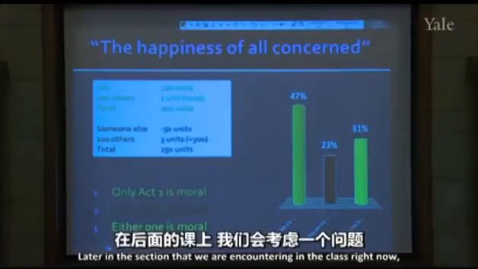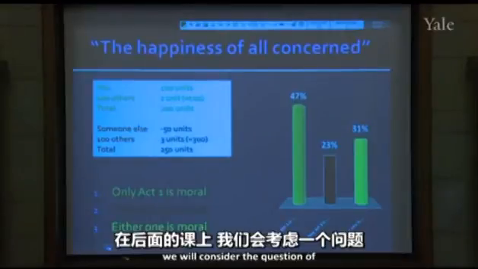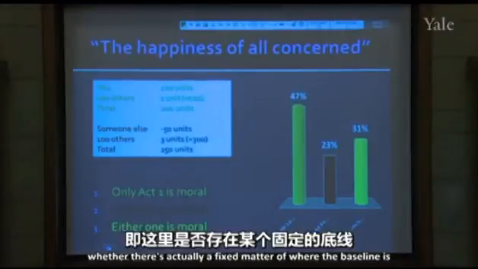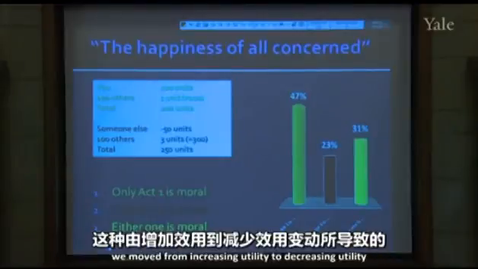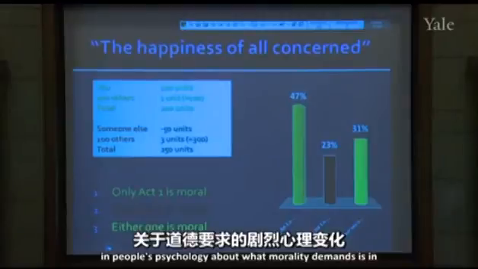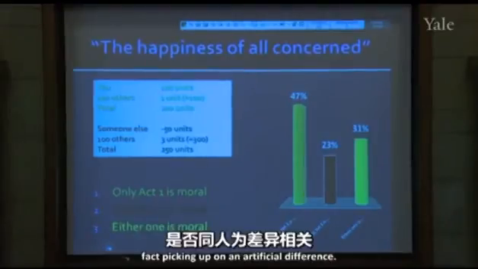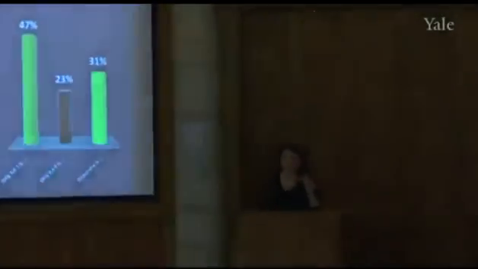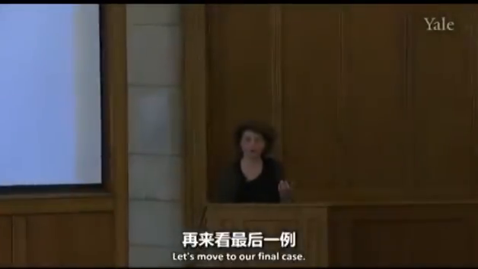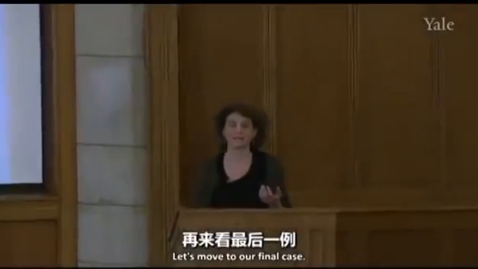Later in the section that we are encountering in the class right now, we will consider the question of whether there's actually a fixed matter of where the baseline is, and whether, in fact, this radical shift that we get when we move from increasing utility to decreasing utility in people's psychology about what morality demands is, in fact, picking up on an artificial difference. Let's move to our final case.